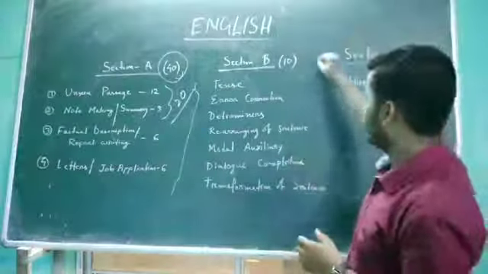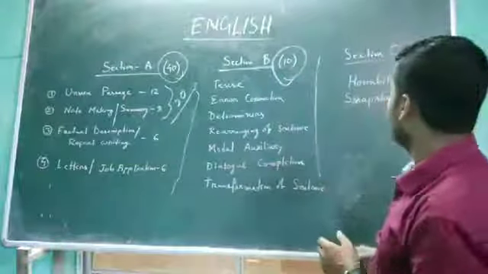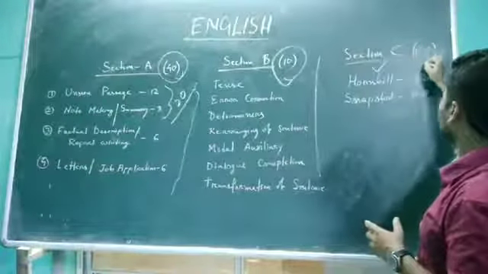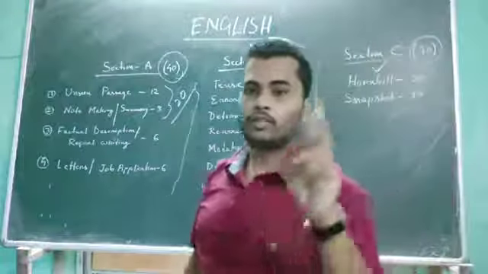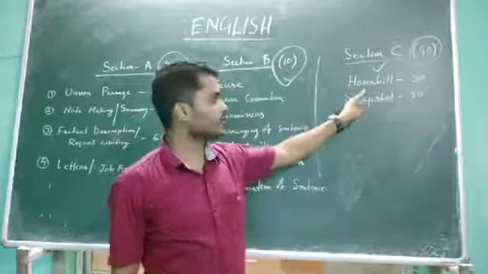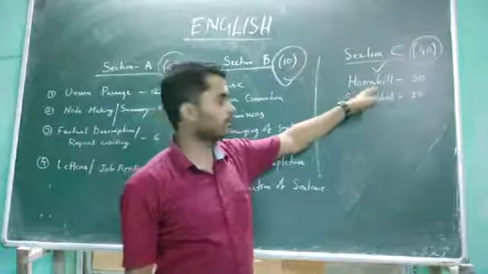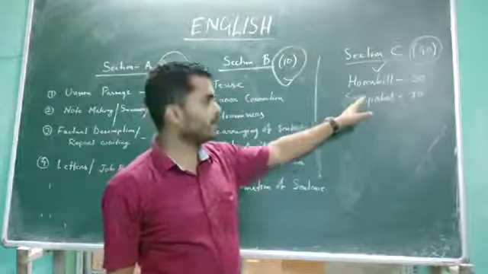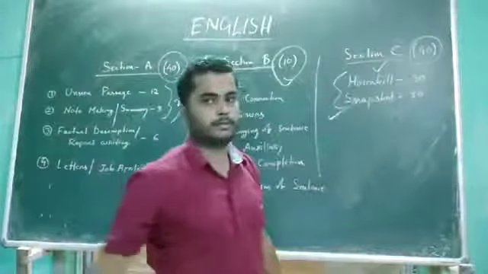Then to the last part, so here it will be 10 marks. Then to the last part of this paper of the syllabus, section C, there will be 40 marks, and it will be of two main texts. One is Hornbill, and the supplementary is Snapshot. From Hornbill you will have to attempt 30 marks, and from Snapshot 10 marks. These are the two textbooks of your syllabus.